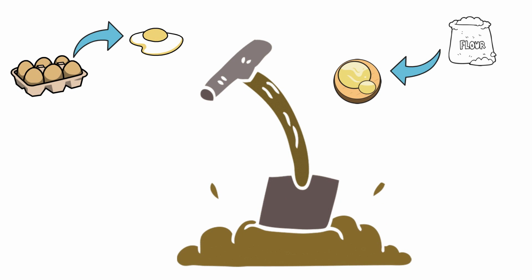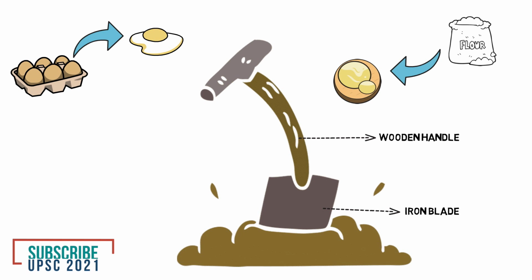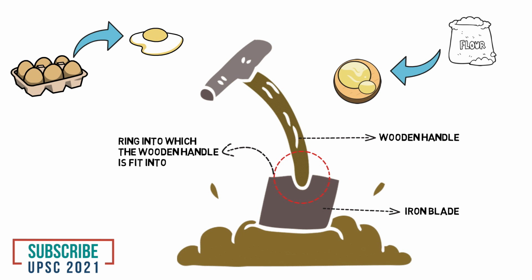So when we try to fix an iron blade to the wooden handle, we heat the ring in the blade to which the handle is to be fixed. Usually, this ring is made to be a little smaller. ये ring heat होकर थोड़ा सा expand करती है, जिसकी वजह से wooden handle is able to fit right into it. And then, when it is cooled, the ring contracts to make sure the handle does not slip out. So this is how we use expansion and contraction to our advantage.